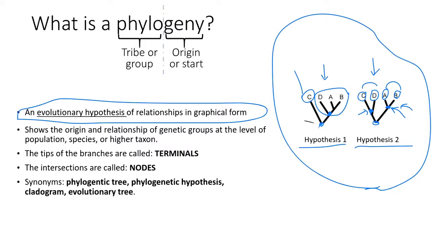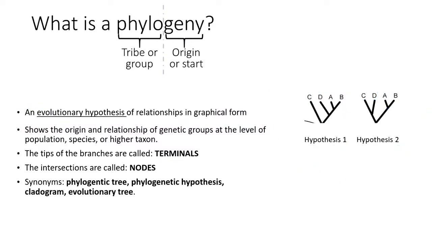And hopefully that's something you can remember from your general biology course, or the biology course you took in high school. The tips of the branches are called terminals, so that's a terminal, and the intersections are called nodes. This is something we're going to use throughout the class, and those are the terms I want you to use when we answer questions in our tutorial.